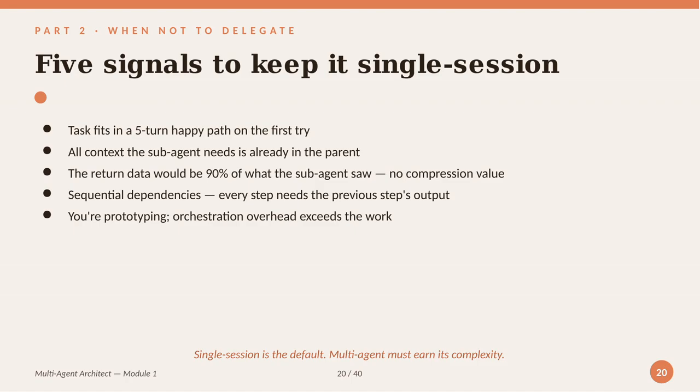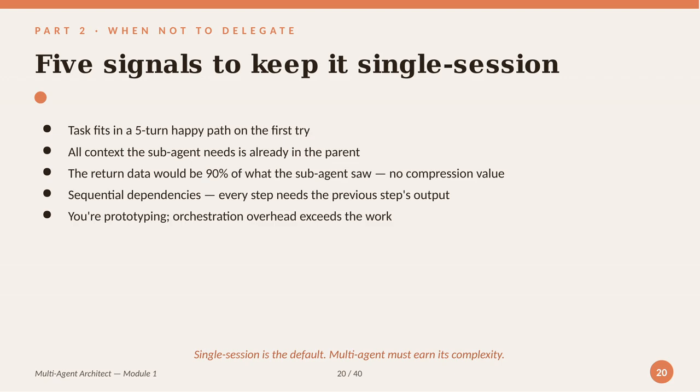When to skip multi-agent. 1. The task fits in a 5-turn happy path on the first try. Quick lint fixes, simple refactors, single file edits. These don't need orchestration. The dispatch overhead exceeds the value.